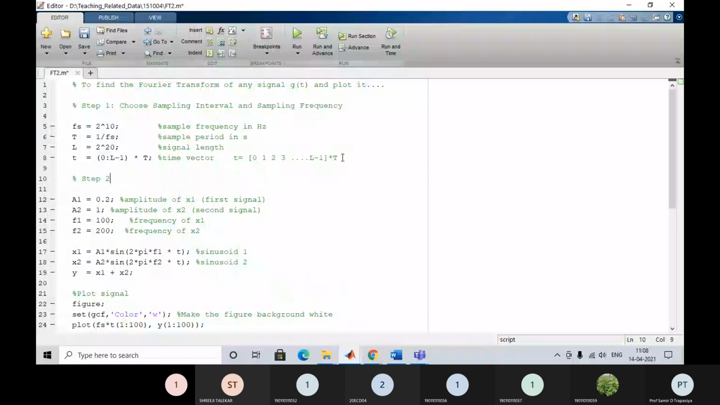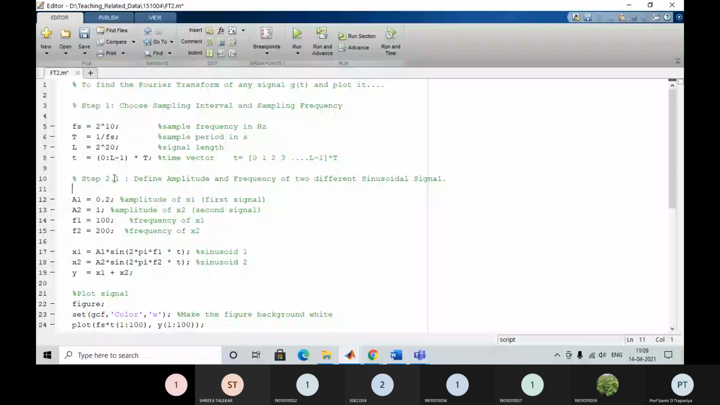In step number two, we have to define the amplitude and frequency of two different sinusoidal signals, right? That's why we are using the variables. Step 2.1. First we define the amplitude of the first signal, known as A1, and assign an arbitrary value. Here 0.2 is chosen.